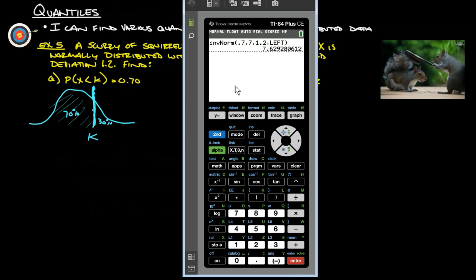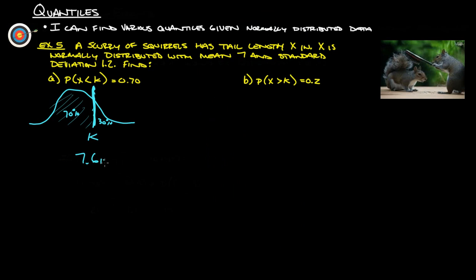So that means that our k value here is going to be 7.6 inches long. That means 70% of the squirrels are going to have a tail that's less than 7.6 inches, which makes sense because the middle, 50%, is 7. Standard deviation is 1.2, so it's going to be above the 7, so we get 7.6 here.